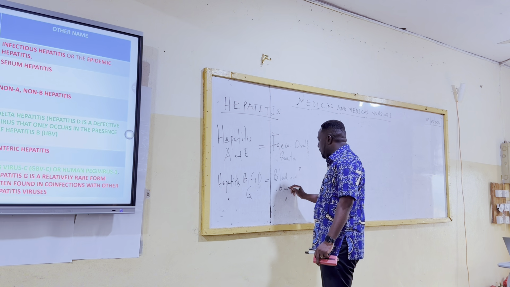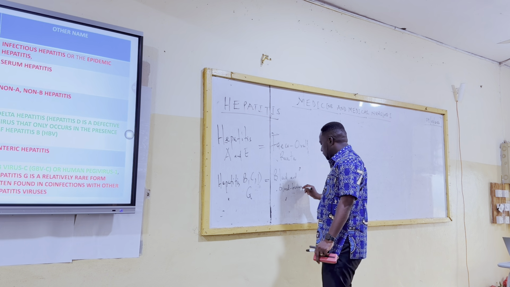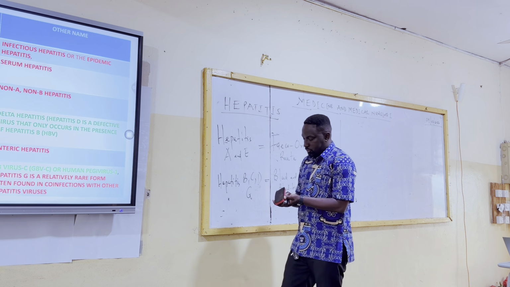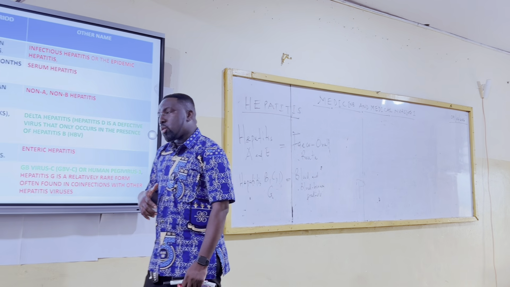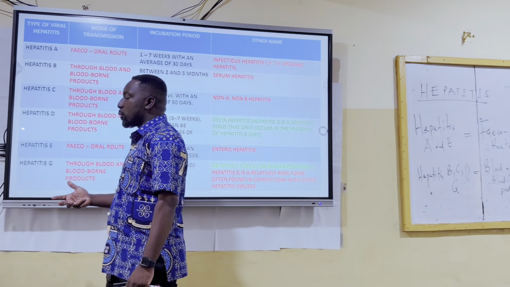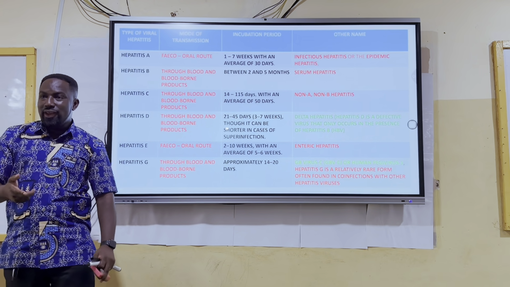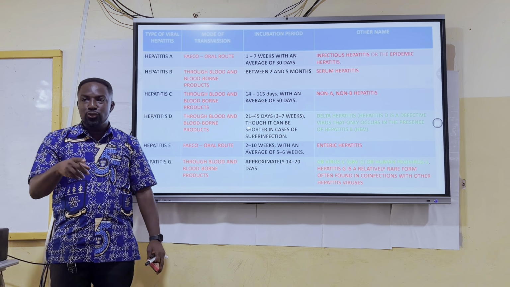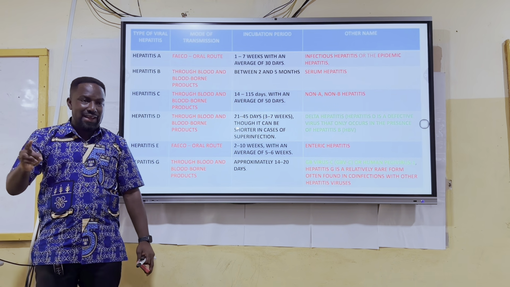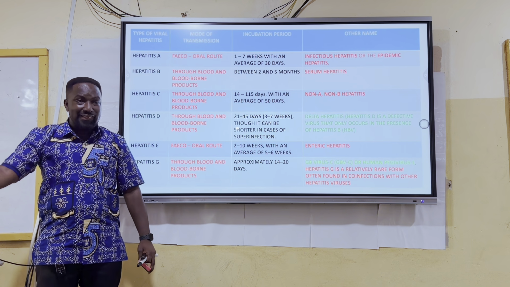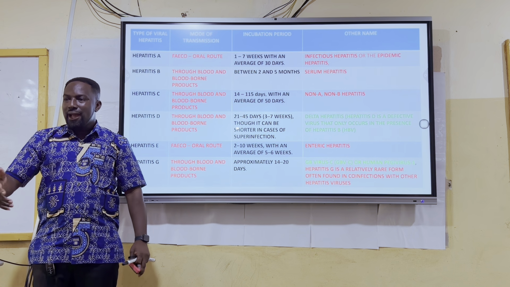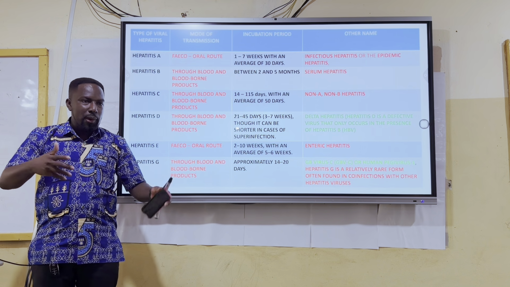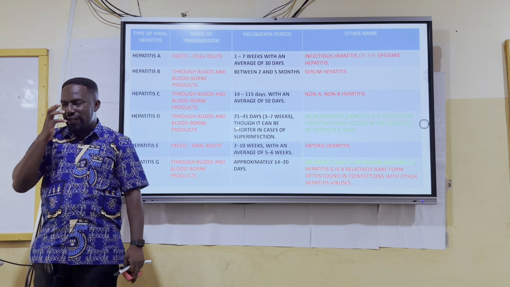Blood and blood-borne products. So what do I mean by blood and blood-borne products? These are ways similar to the mode of transmission of syphilis, gonorrhea, HIV. So when you have unprotected sexual intercourse, and there is exchange of body fluids, semen, whatever, the probability that it can be transferred from one person to the other is high.